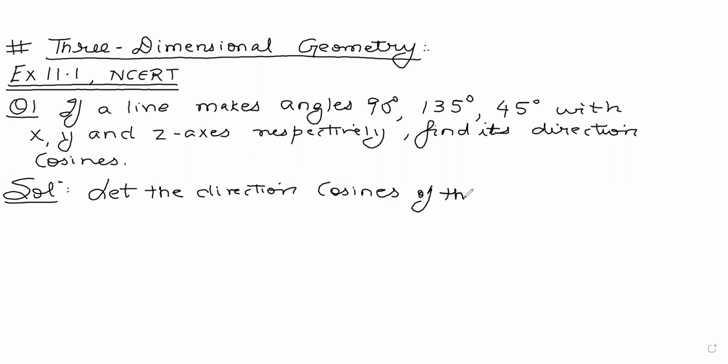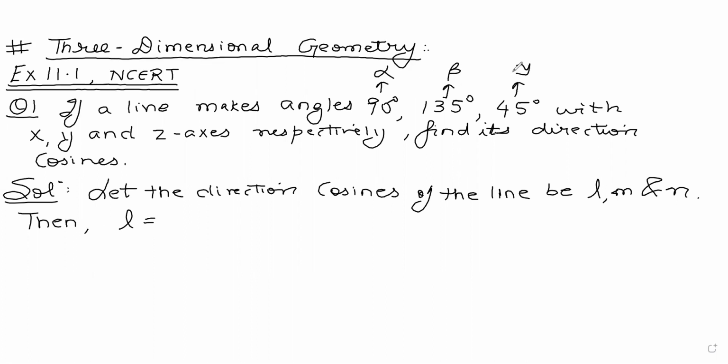of the line be L, M, and N. Then all of us know, guys, what is L? So 90 degrees is alpha, 135 is beta, and 45 is gamma. So these are my direction angles, alpha, beta, and gamma. So L will be cos alpha, which is nothing but cos 90, which is 0.